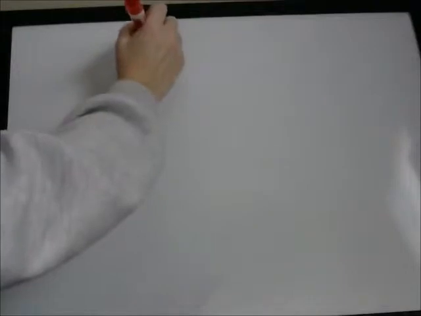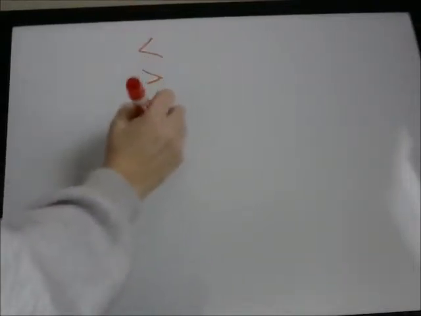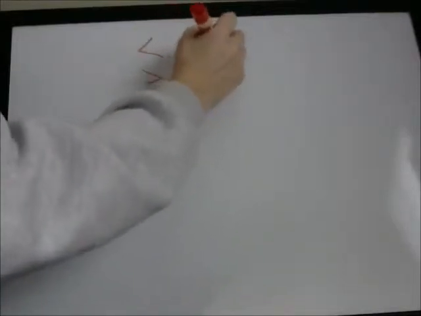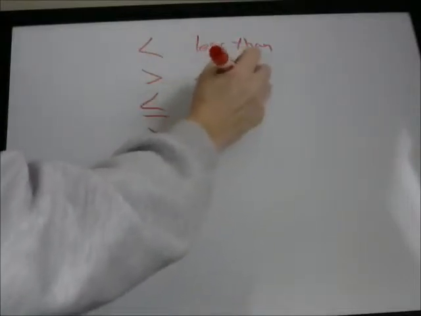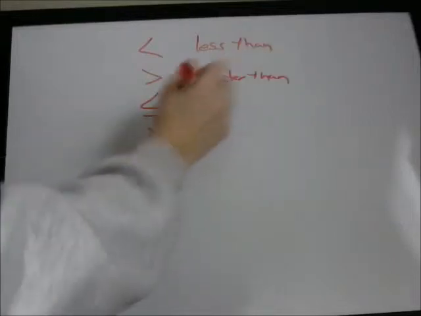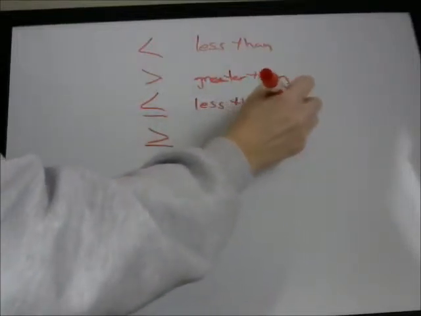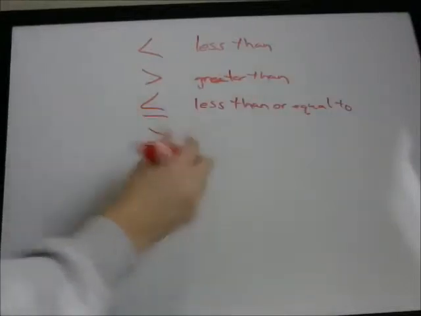Here we're going to talk about inequalities. There are four basic symbols for inequalities. So this is less than, this symbol is greater than, this is less than or equal to. Note that it has the line underneath it.